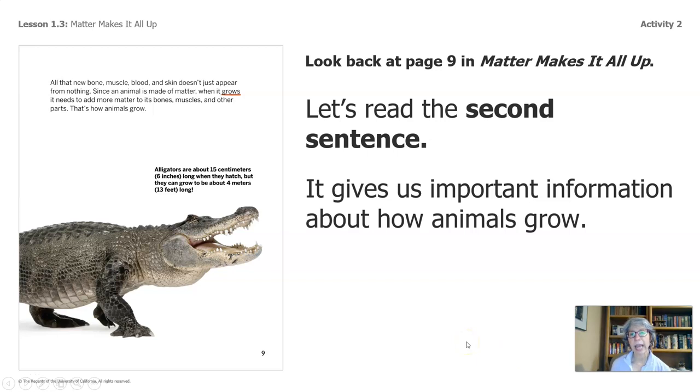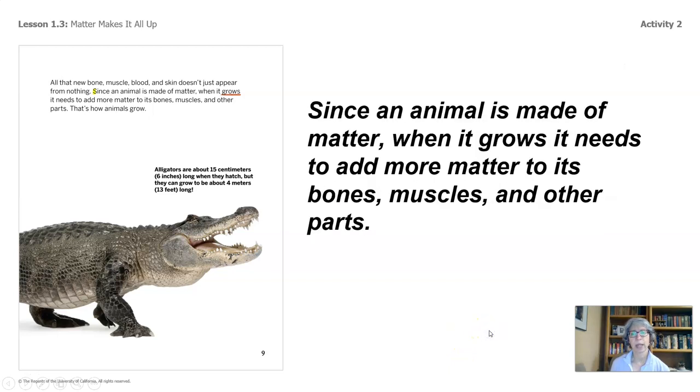Let's take a look at page 9 of the book. Let's read the second sentence. It gives us important information about how animals grow, and we'll do the first one together. It says, since an animal is made of matter, when it grows, it needs to add more matter to its bones, muscles, and other parts. This part is really important here. When it grows, it needs to add more matter.